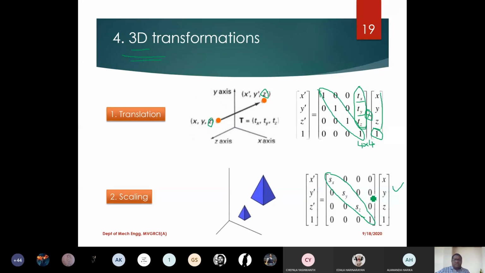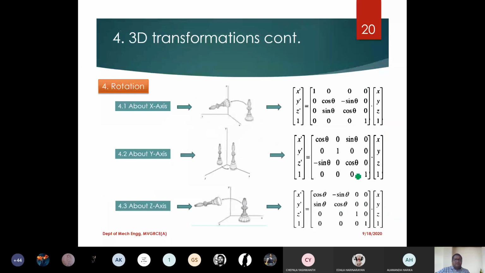And similarly, reflection is not mentioned here, not shown here. Reflection of a three-dimensional object would be with respect to a plane, either the xy plane or the yz plane, and the matrix would be the same. I will show you the matrix. The matrix is always the same, plus or minus signs do appear in the three-dimensional transformation also.